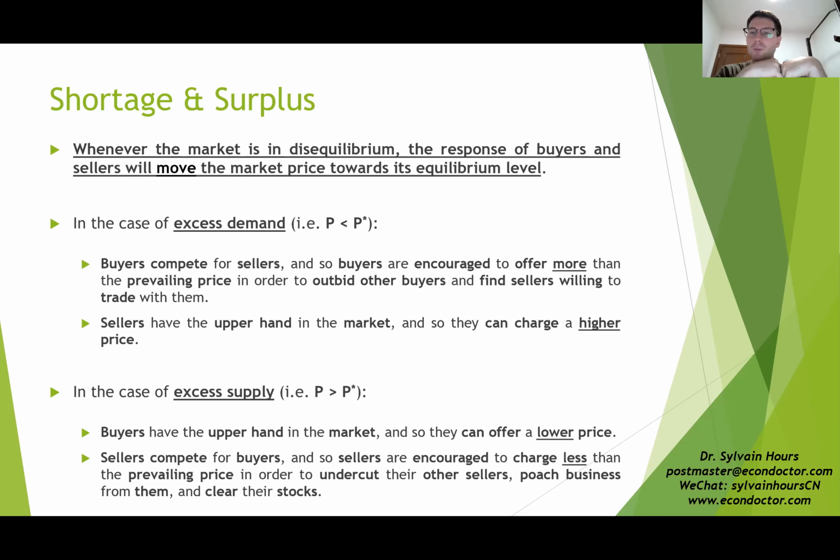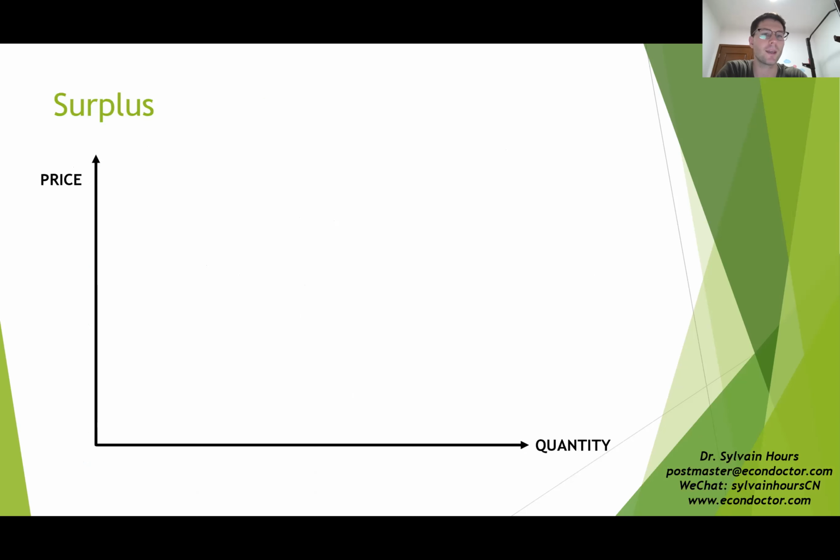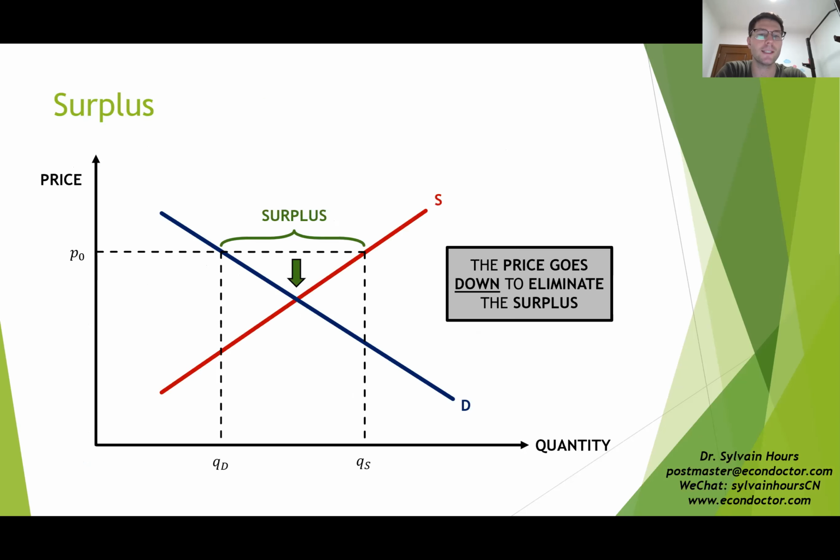So it's important that your students can explain what happens, what are the incentives of buyers, should they offer more, should they offer less, and what are the incentives of sellers. Can they charge a higher price? And should they charge a lower price? All right. Then that's how we can represent it, but that should not be very complicated. That's the surplus, you know that. So the price will go down. I explained the process to eliminate that surplus.